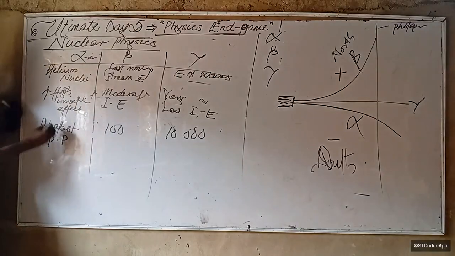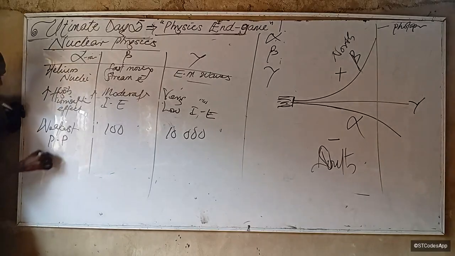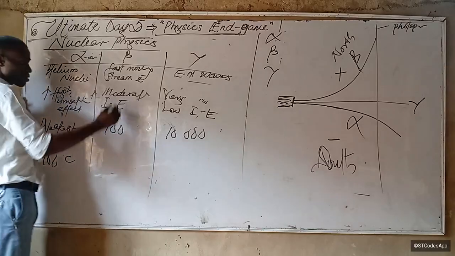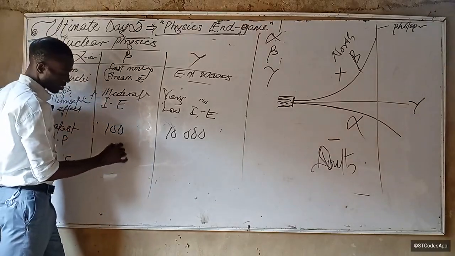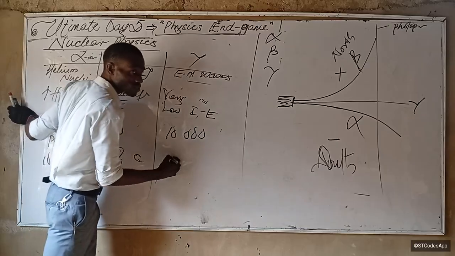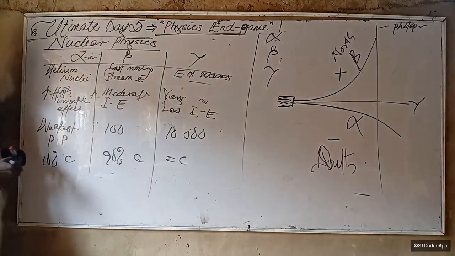All right. Then the speed. How about their speed? This one is 10% of the speed of light. This one is 90% of the speed of light. And this one is equal to the speed of light. Are we clear?